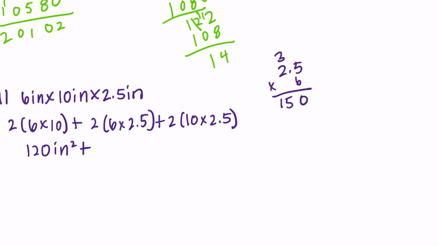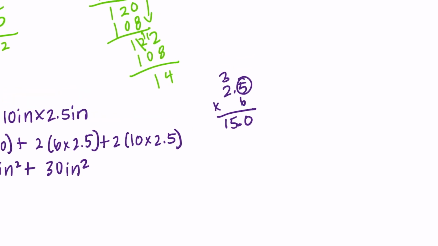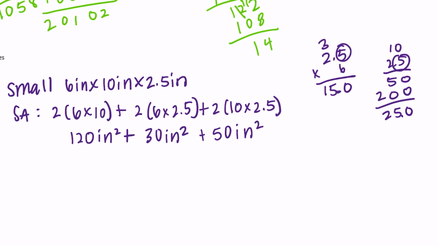that would be 15, because we have 1 digit behind a decimal point, times 2 is 30 inches squared, plus 10 times 2.5, one digit behind a decimal point is 25, times 2 would be 50 inches squared. So add all of that together. 30 plus 50 is 80, plus 120, that would be 200 inches squared for the surface area of the small one.